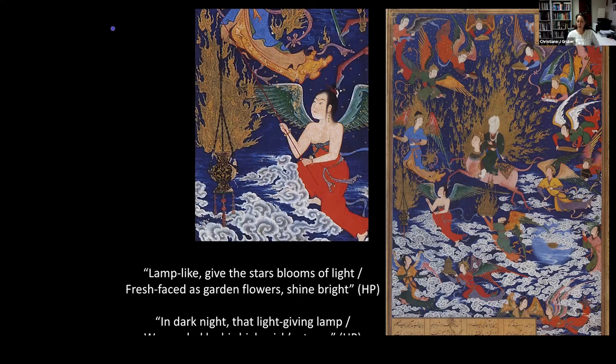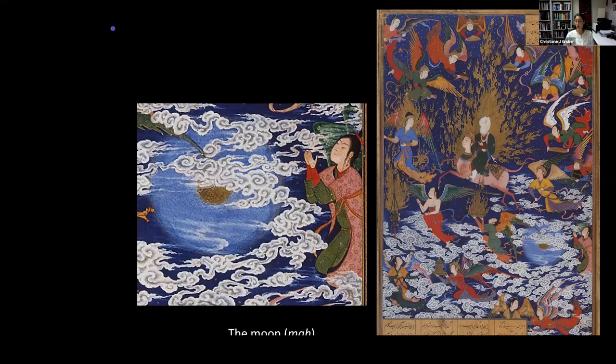In dark night, that light-giving lamp was sealed by his high wishes stamp. So God sealed him with that light. So you have the facial veil, you've got the Taj-e Haydari, you've got the light metaphor. We don't need to spend time on that, but this is the moon.